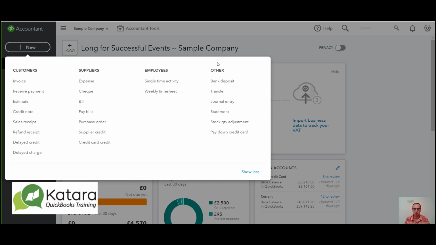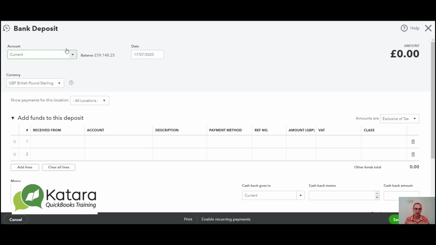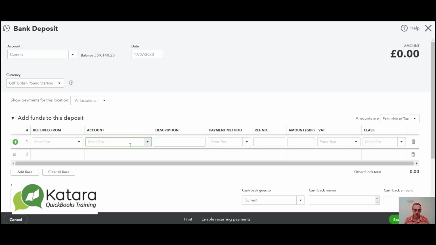So when will we use these particular transaction types? Bank deposit gives us a screen that lets us deposit into the bank account. It asks us which account we're depositing into, asks us the date of the deposit, and down below here we'll say who we received the money from and what account we are posting it to. So this is a transaction type that we would use if we're banking into our bank account, but it's not against a customer invoice. If we invoice the customer, we would receive payment under the receive payment screen.